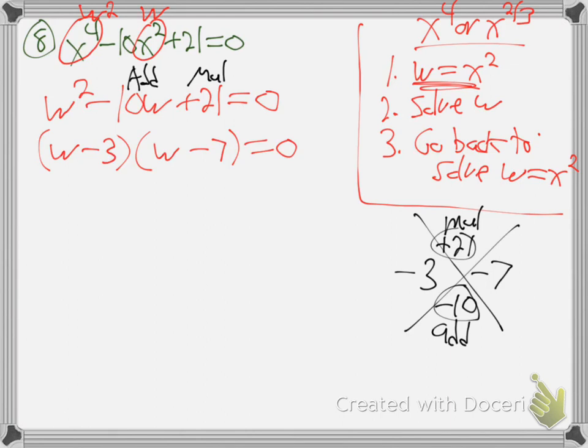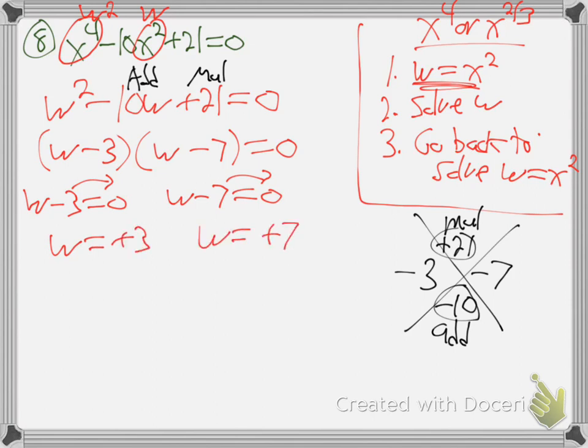So how do you finish solving that? Remember, each one gets its own 0. Two things multiply to be 0, either one could be 0. Jump it over, jump it over. W is positive 3 or positive 7. Now, that's all step 2. Solve for w. Right? Step 1, let w be x squared.